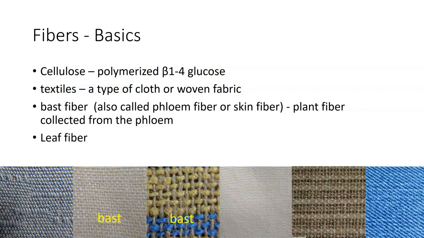We've got leaf fibers. Leaf fibers are collected from leaves. The leaf fiber you see here is manila hemp. We've got seed and fruit fibers. Down here it shows you a seed fiber. This is cotton. This one over here is denim, and denim is a cotton material.